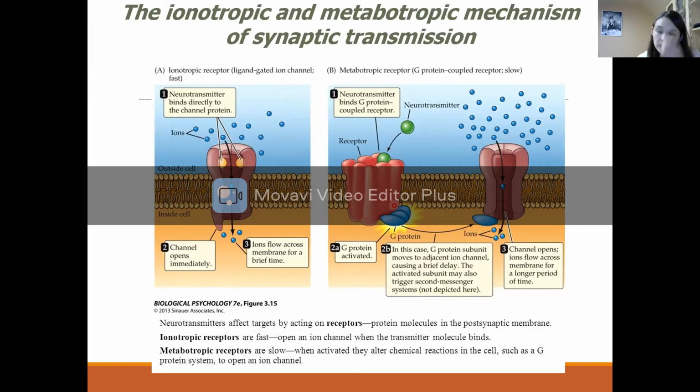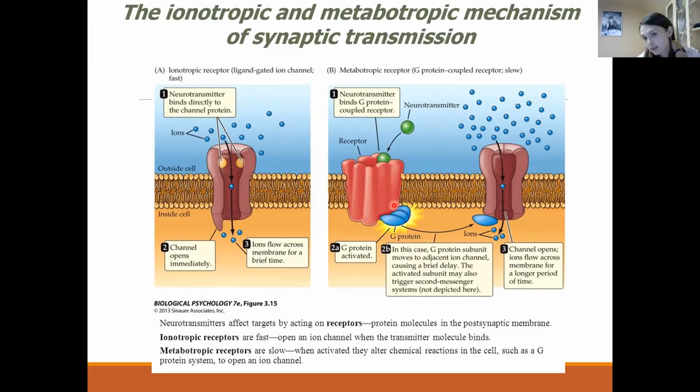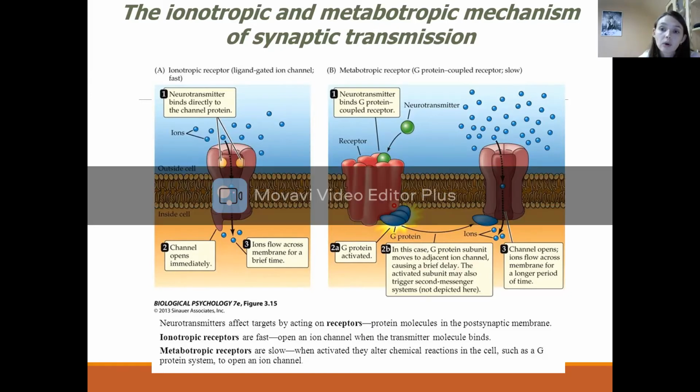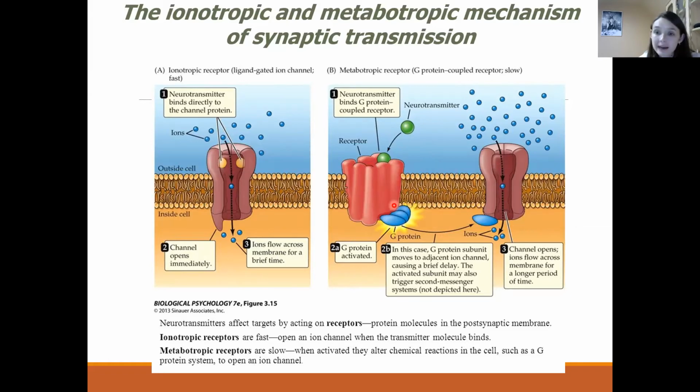So this type of synaptic transmission, metabotropic, is rather long. It takes time. It requires secondary messengers like G proteins, and it is slow in comparison with the ionotropic mechanism of synaptic transmission.